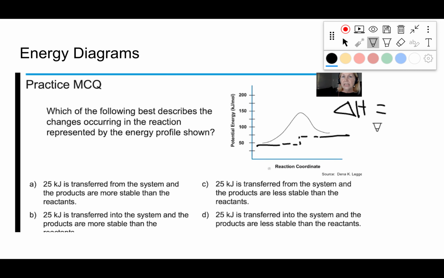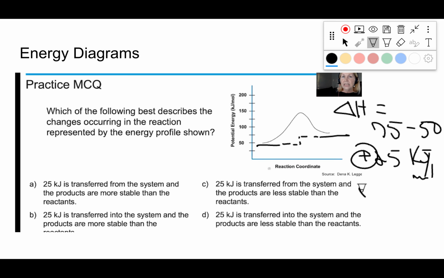Then I would say that it's going to be 75 minus 50, which gives me positive 25 kilojoules per mole. Positive means this is endothermic. If it's endothermic, energy is being absorbed into the system. Okay, so that means it's being transferred into, remember, my first lesson, I talked about endo means into. So it's going into the system.